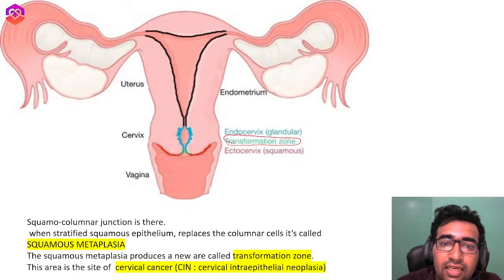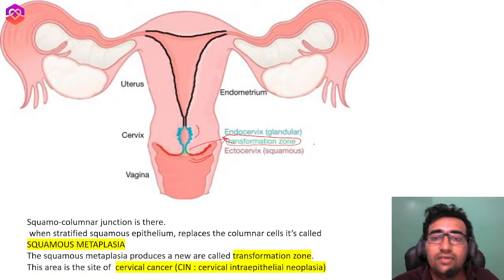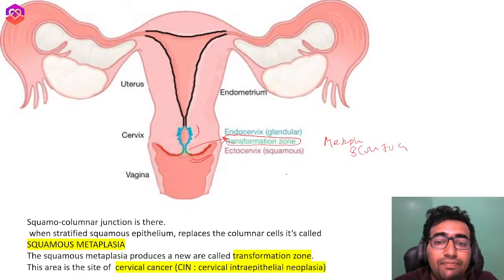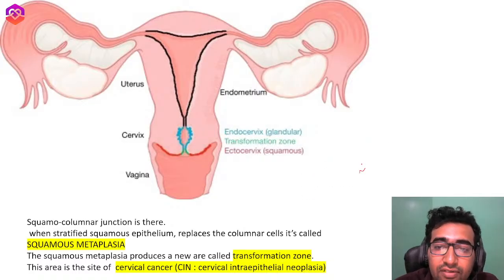The transformation zone is actually in between endocervix and ectocervix. What's the histological process that happens in the transformation zone? Metaplasia of columnar cells to squamous cells. This is a precancerous lesion, a precancerous condition.